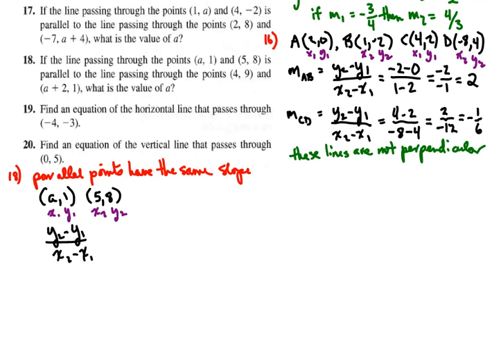Now the slope of the first line, which would be y2 minus y1 over x2 minus x1, is 8 minus 1, and I'll simplify that to just say 7. x2 minus x1 is 5 minus a. That slope should be equal to the slope of the second line, which passes through the point 4, 9, and secondly through A plus 2, 1.